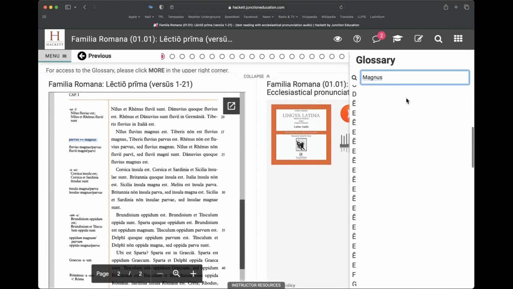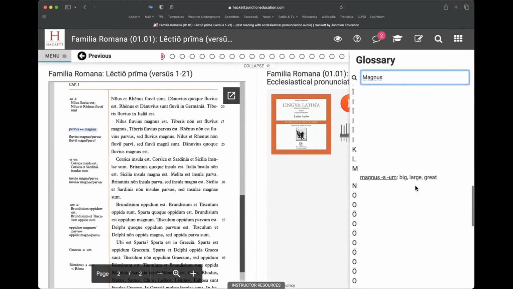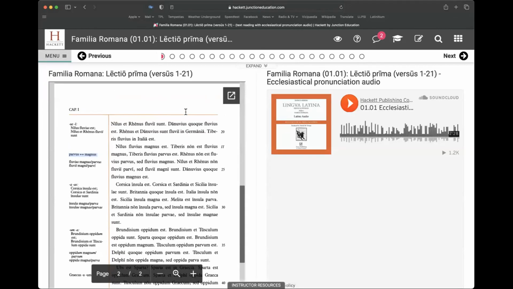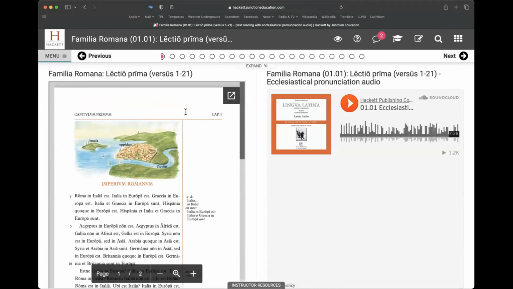No. So let's look up Magnus. Let's see, Manus, big, large, great. Okay. Oh, that's not good. Come on. Above the story, it has, for access to the glossary, just click more in the upper right corner. What, that? No, that just makes the page big. No, above that. Whoops. Go back. Go up above that.